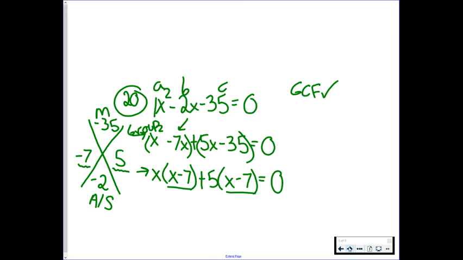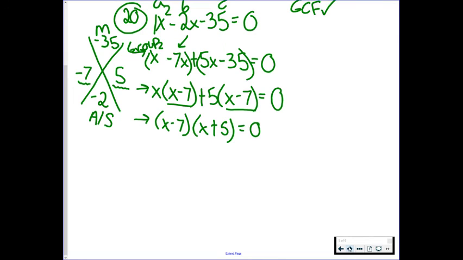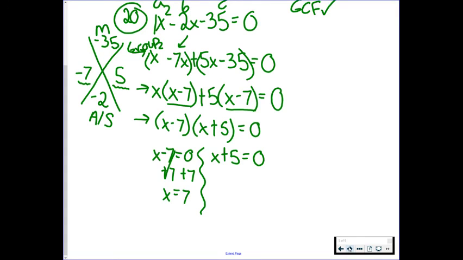These terms are in common, so I'm going to factor that out as well and stick the x plus 5 together. Don't forget to set equal to 0. Now that we factored the left side, we can split the factors apart and solve. Set each factor equal to 0. To solve, I'm going to add 7 to both sides, so that x is positive 7. To solve for the second solution, I'm going to subtract 5 to both sides, so that x is negative 5.